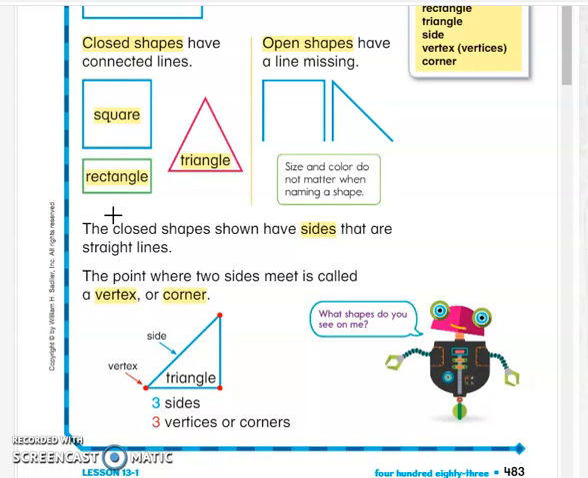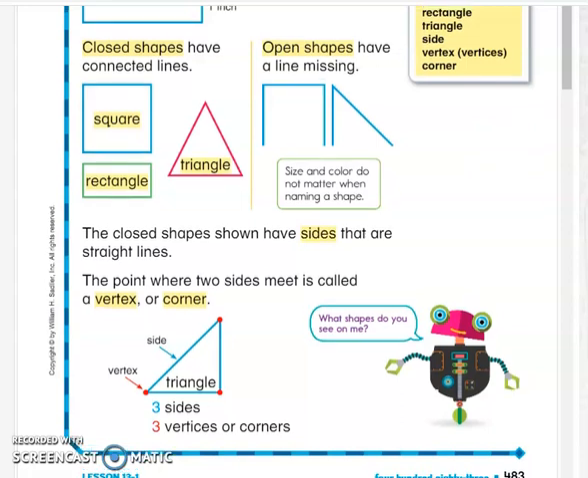Okay? And remember, these shapes over here are different because they're open shapes. It's missing that bottom line. You can't go all the way around and trace from the beginning to end because it's open. It's missing part of its sides. Each of these are missing their bottom side, so they're open shapes.